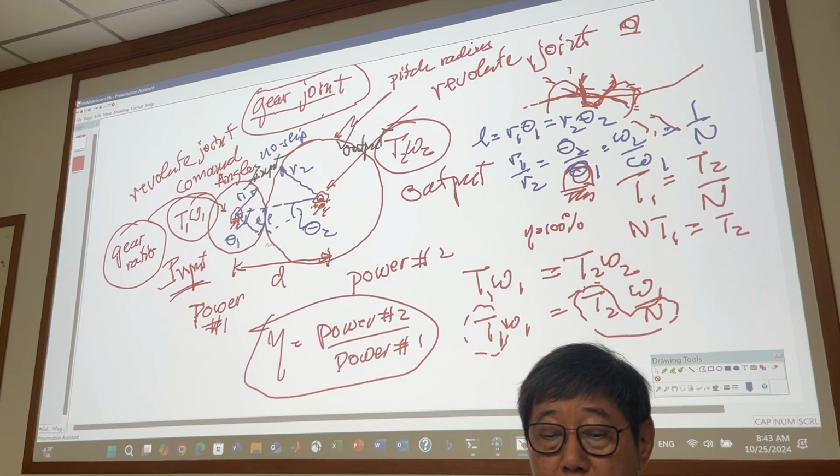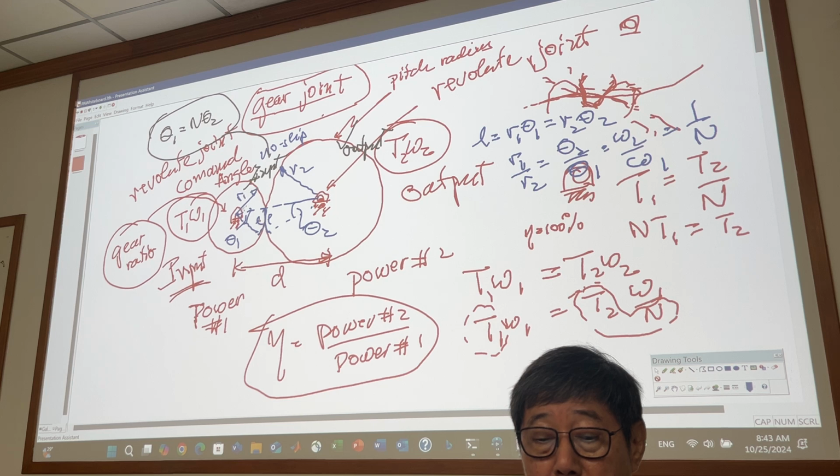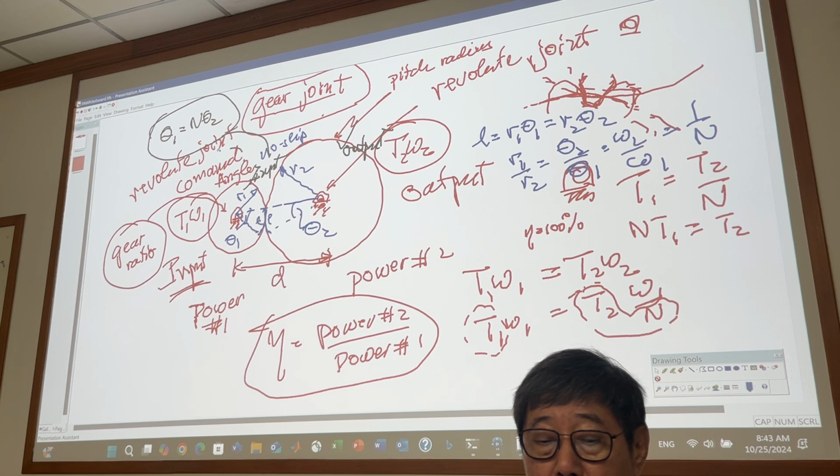So if you have the relationship, theta 1 equals n theta 2, right? This is the relationship between these two. If you don't have this gear ratio relationship, this mechanism has 2 degrees of freedom, but if you add this to it, it is reduced to 1 degree of freedom. That means the angle of this one will be the input, 1 degree of freedom, okay.